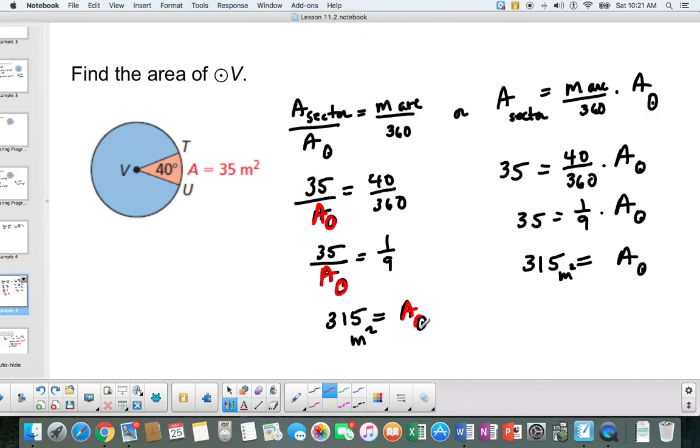If you like this formula method, then instead of saying pi r squared, just say area of the circle, because that's what it is. And again, here's my fraction, like I had over here, 1/9, and I multiply both sides by 9, and I get the same answer.